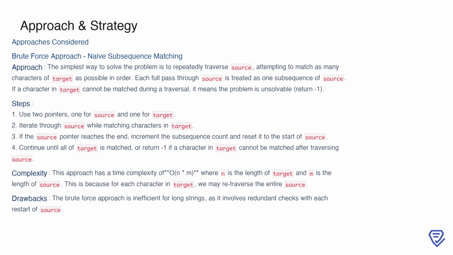However, if we encounter a character in target that doesn't exist in source, the problem becomes unsolvable, and we would return -1. While this approach is conceptually simple, it has a major drawback. Its time complexity is O(n * m), where n is the length of target and m is the length of source, since we may need to traverse the entire source multiple times. For long strings, this results in significant inefficiency due to redundant operations.